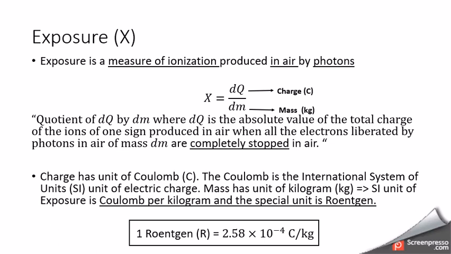A more convenient, or more commonly used, unit of exposure is called Röntgen. So Röntgen is also charge over kilogram, but one Röntgen is a lot smaller than 1 coulomb per kilogram. In fact, one Röntgen equals 2.58 times 10 to the minus 4 coulomb per kilogram. That is a more commonly used special unit of exposure.